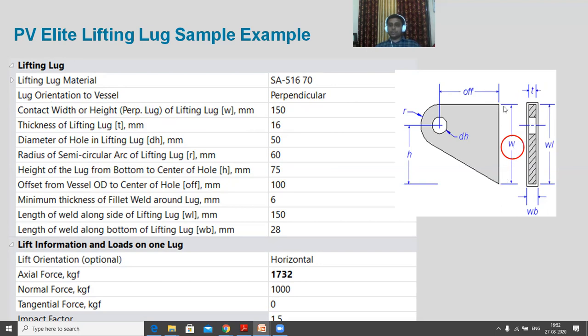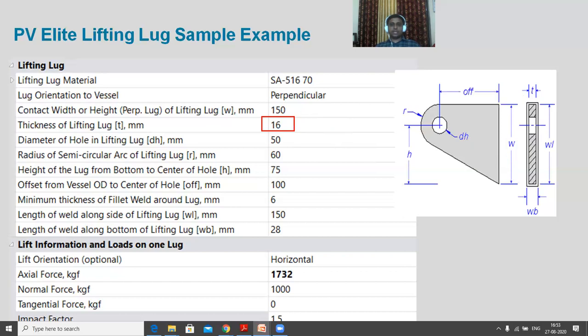That will be W. So this is the dimension that you have to mention over here. Let's say it is 150 in this case. So this is the dimension that is represented over here. Then the thickness of the lifting lug. As this also works upon that, first we have to give the dimension, and then the software will tell us the stresses.